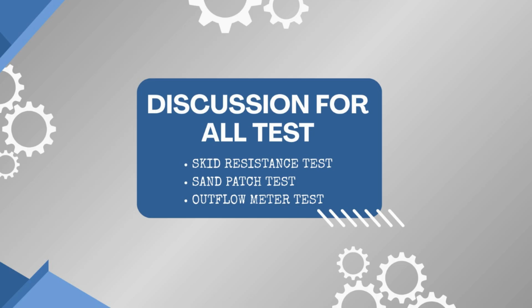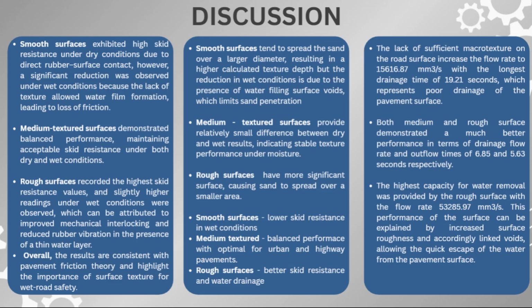Moving on to discussion. For the outflow meter test, measuring drainage capacity, the results directly correlate with texture. Smooth surfaces failed dramatically, with the slowest drainage time of over 19 seconds, confirming very poor water clearance and a high risk of hydroplaning. In contrast, both medium and rough surfaces drained efficiently. The rough surface was the standout for drainage, moving water at a rate over 3 times faster than the smooth surface, thanks to its high roughness and interconnected void network.